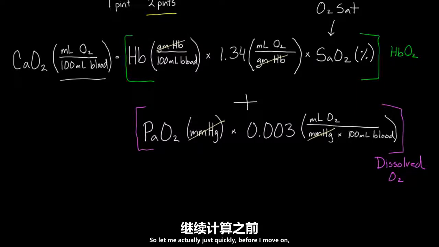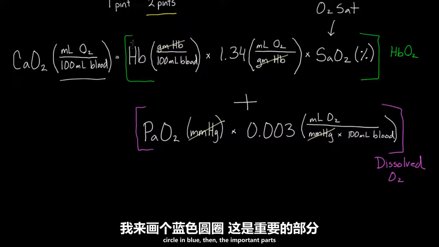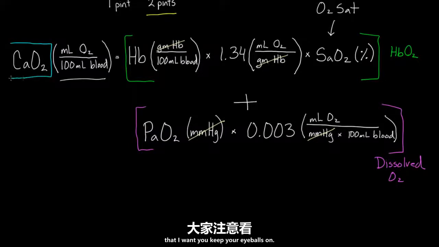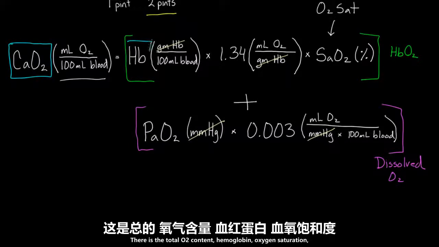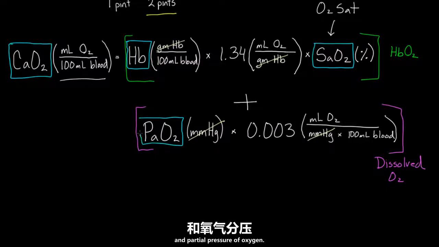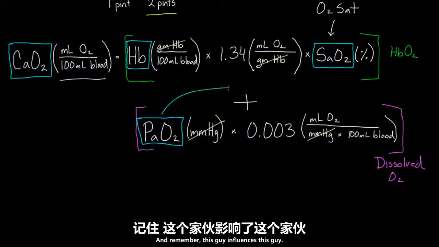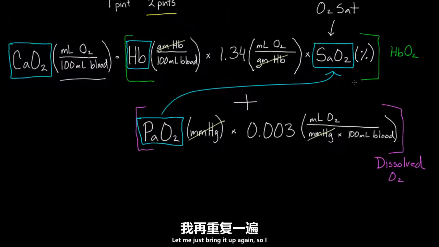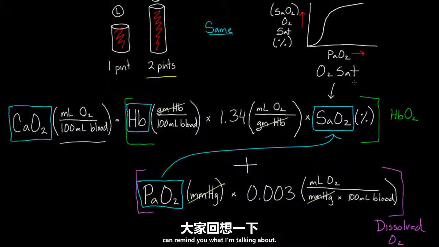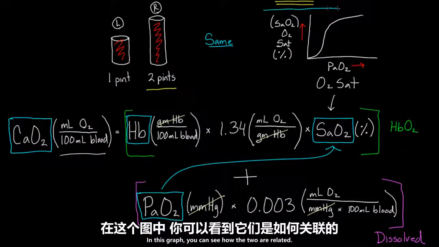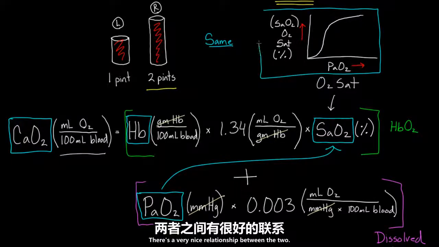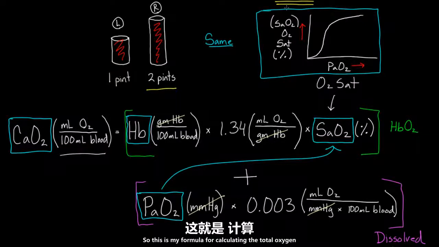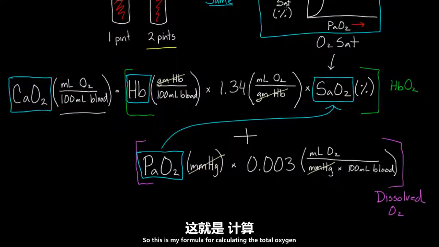So let me actually just quickly, before I move on, circle in blue the important parts that I want you to keep your eyeballs on. There's the total O2 content, hemoglobin, oxygen saturation, and partial pressure of oxygen. And remember, this guy influences this guy, and we saw that on the O2 curve that I just drew. Let me just bring it up again so I can remind you what I'm talking about. In this graph, you can see how the two are related, right? So there's a very nice relationship between the two. So this is my formula for calculating the total oxygen content.